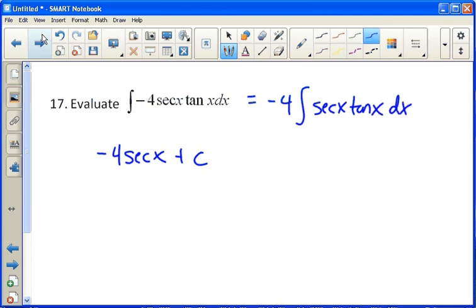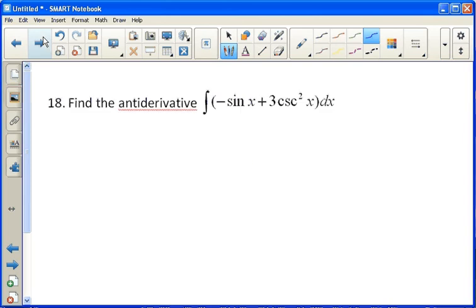Okay, 18, same thing, we're just applying the rules. The antiderivative of sine is negative cosine, so the two negatives cancel out and make it a positive. The antiderivative of cosecant squared is negative cotangent x. And don't forget, plus c.